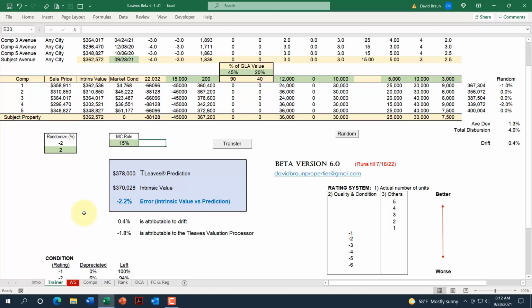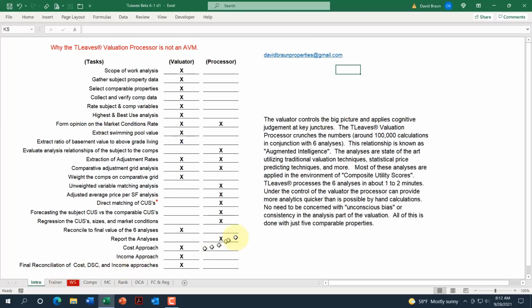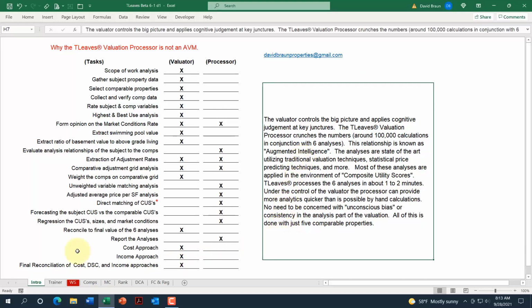Let me go back here. We talk about it, and we call it augmented intelligence. Here it is, where you get the strength of the machine and it gets the common sense and the supervisory skill of the appraiser. So now you've done all the analysis that's expected of you, but you don't do it by hand. You don't hand extract many adjustments.